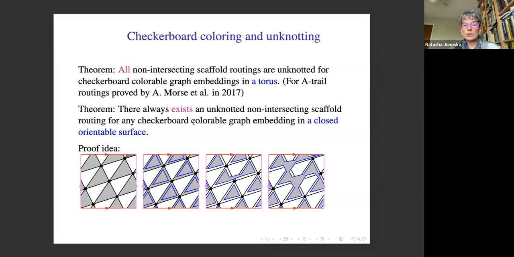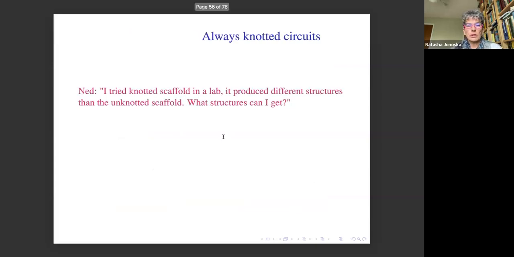And we can also show that there always exists an unknotted non-intersecting scaffold routing in a closed orientable surface. And the checkerboard colorable graph is really the important part. So I went back and talked to Ned, and he said, well, I tried knotted. So he knotted the big long plasmid, and I produced different structures. What structures can I get if I actually start with a knotted, not an unknotted structure?